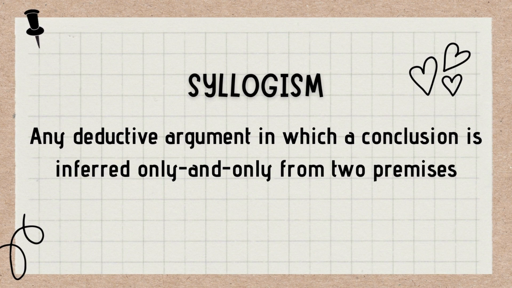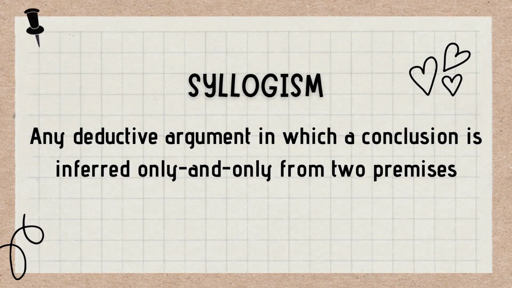Any deductive argument, whether it is valid or invalid, in which a conclusion is inferred only and only from two premises. So, what does this definition mean? We will have two premises, P1 and P2, and from P1 and P2 we will get a conclusion.